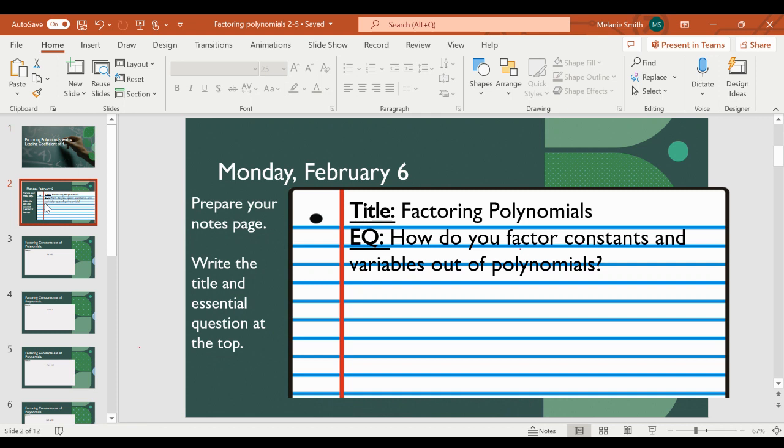Go ahead and set up a notes page if you haven't already done that. You can title it Factoring Polynomials. This is Module 5. And our essential question is, how do you factor constants and variables out of polynomials? So we're going to start out kind of simple, factoring out stuff out of the coefficients, or factoring out variables. And by the time that we're done, we'll get into being able to factor out polynomials. Just like you multiply two polynomials to get another polynomial, being able to actually break that bigger one up into its two smaller factors.